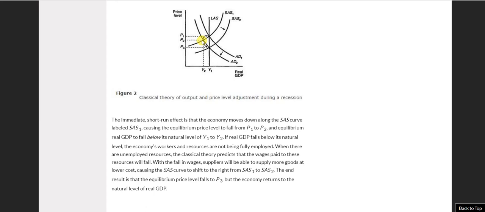If real GDP falls below its natural level, the economy's workers and resources are not being fully employed. When there are unemployed resources, the classical theory predicts that the wages paid to these resources will fall. With the fall in wages, suppliers will be able to supply more goods at lower cost, causing the SAS curve to shift to the right from SAS1 to SAS2. The end result is that the equilibrium price level falls to P3, but the economy returns to the natural level of GDP.